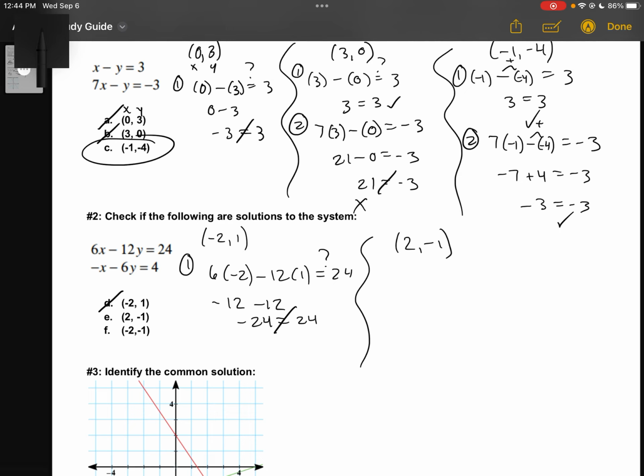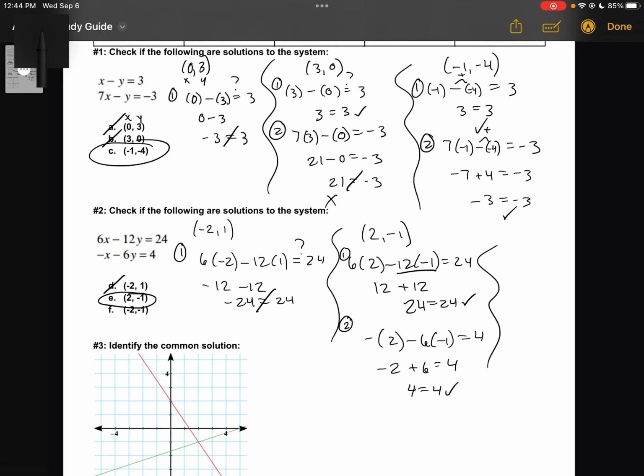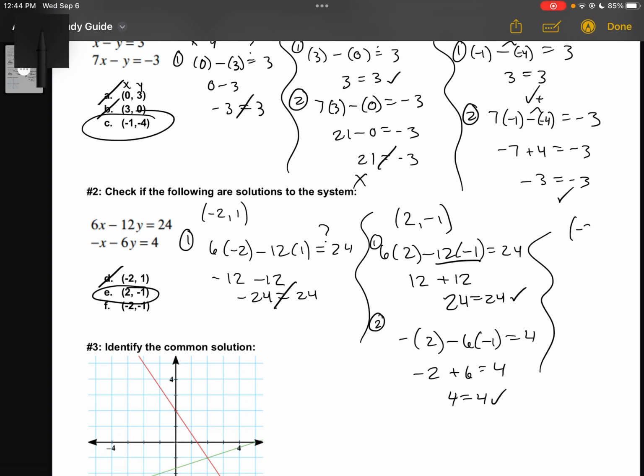On to number 2. Look at 12 here. Two negatives do make a positive for our next one here. 24 does equal 24, so we're happy with that. It's our first equation, but we do need to check number 2. So again, plugging in for x and y. We do have 4 equals 4, so that is good. Answer choice E works, but we're not done because we could have multiple that work, so we always want to make sure we are double checking.